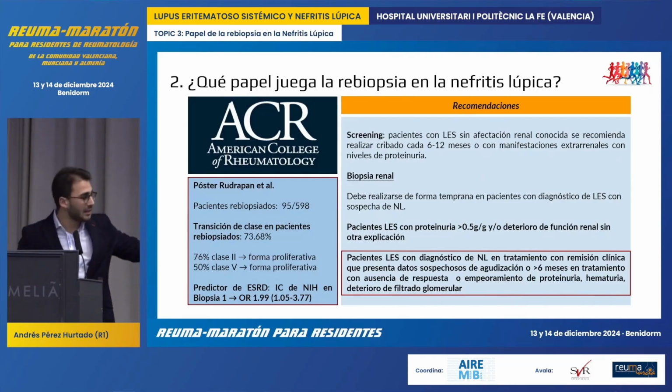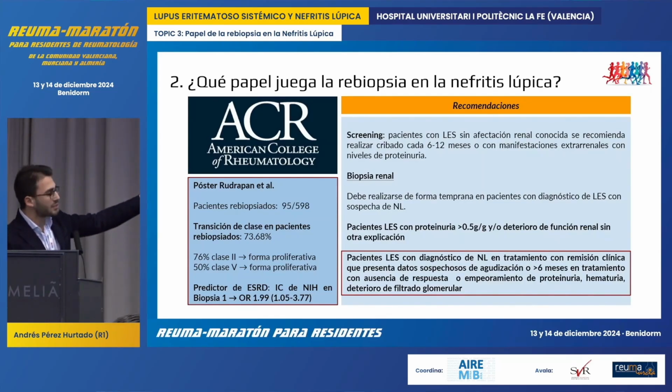And I got in touch with Dr. Rudrapan, an Indian rheumatologist, who presented a very interesting poster at the ACR, and I asked him for permission, and he told me, of course, I could use it for this congress. And what he basically did was, in patients with lupus and systemic dermatosis, and with lupus nephritis, they were rebiopsied.